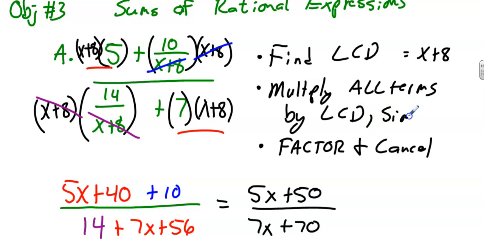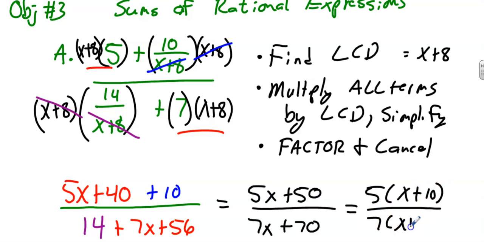I guess we should put one more thing up here. After you multiply everything by the least common denominator, then you just simplify, combine like terms, basically. Okay. Then once you've simplified, got this thing down here, now you're going to factor. Well, 5 and 50, you divide them both by 5. 7x and 70, divide them both by 7. Cancel out your x plus 10s. Leaves you with 5 over 7.